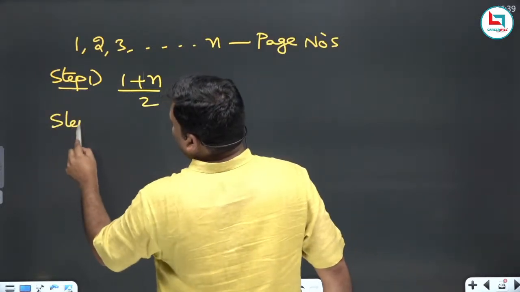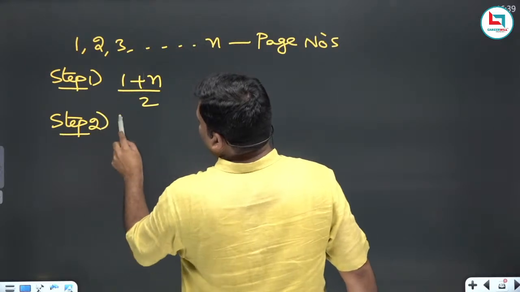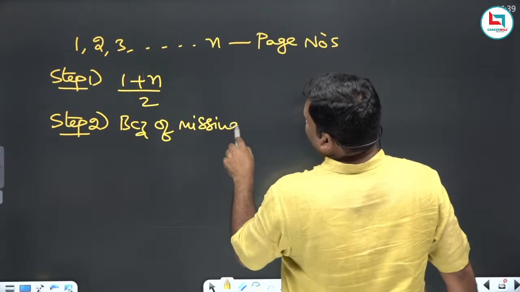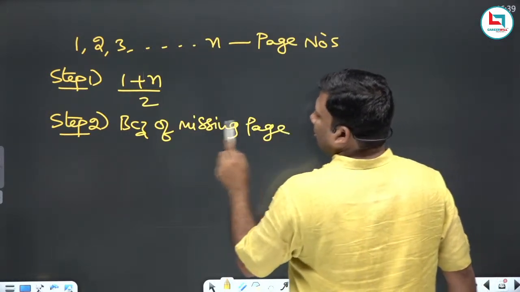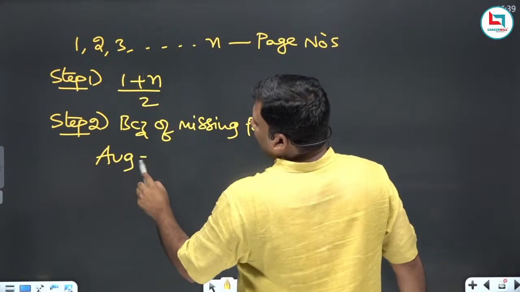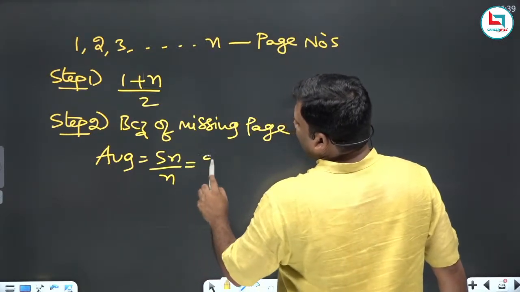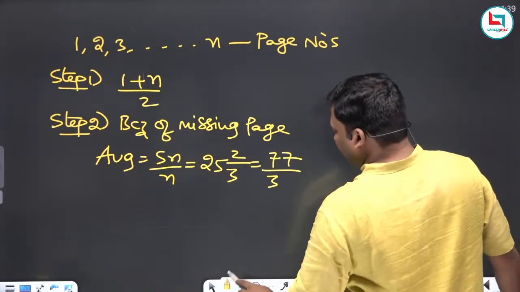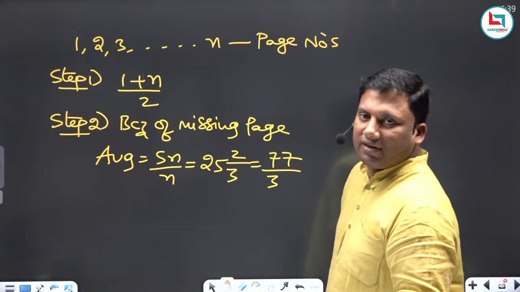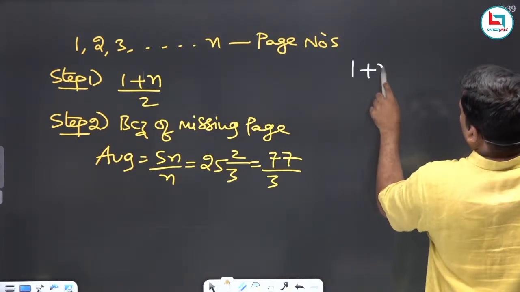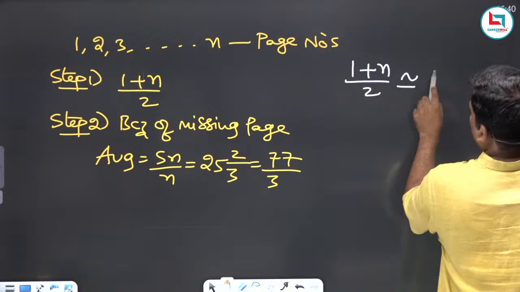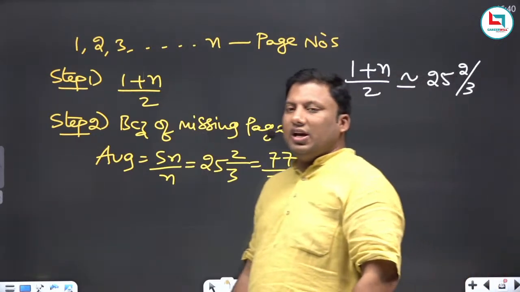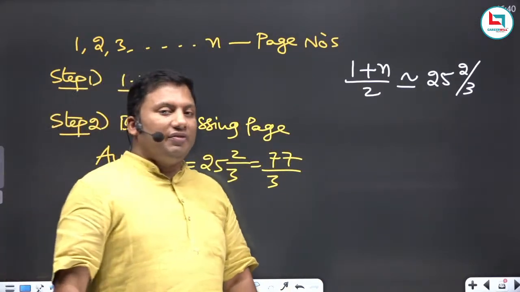Step number 2: now the story begins. Because of the missing page, the average came out to be Sn by n, which is given as 25 2/3, which is 77 by 3. n is very large compared to the missing page number, so it is closer to 25 2/3, which means (1 plus n) by 2 is closer to 25 2/3.